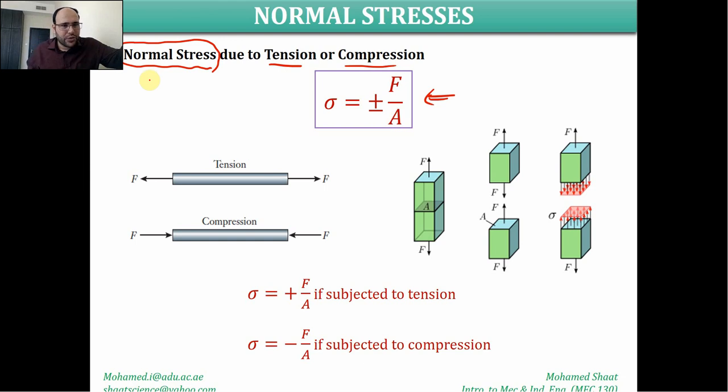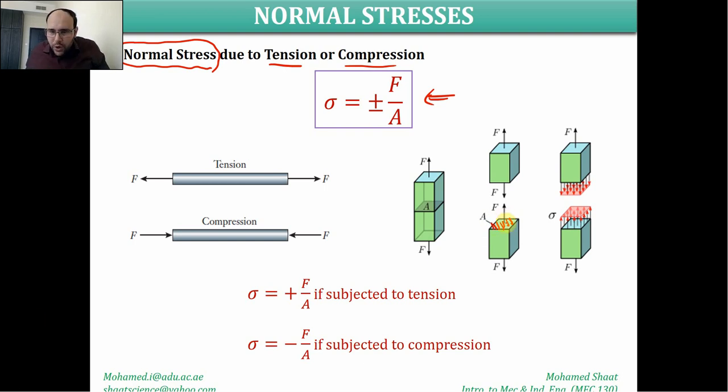So that's why we got the name normal. Normal means perpendicular. For example, let us assume this bar is subjected to these forces F. This force F on both sides means that it will be stretched with a force F. And assume that this bar for some reason is sliced or fractured, and there will be an area. So this is the area that I'm talking about.